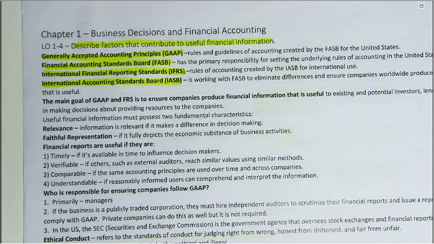And the reason why a number of those companies have decided to produce a second set of financial statements is they want to compete for investment dollars with companies from all over the world.